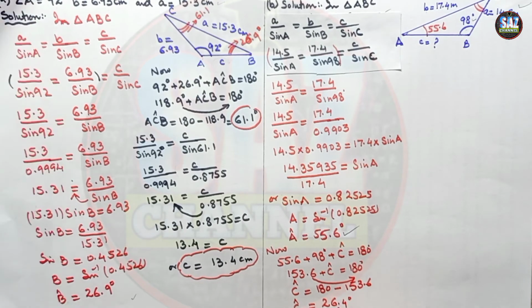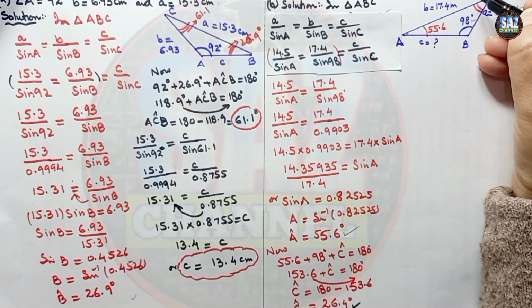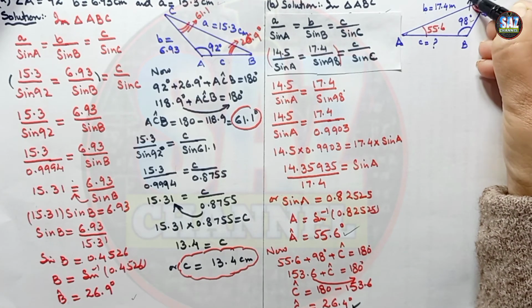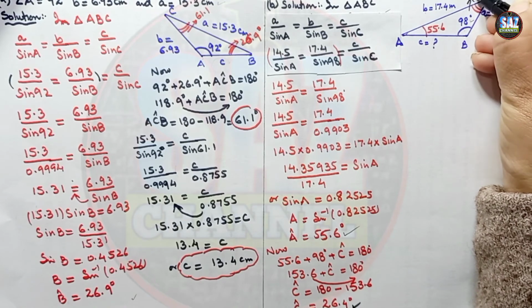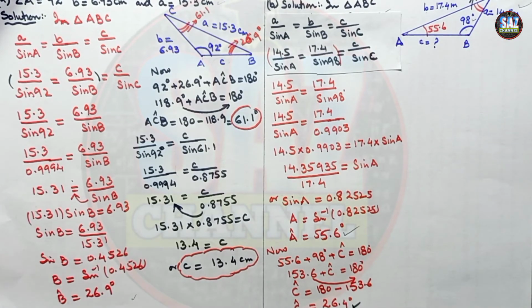This gives me angle C equals 26.4 degrees. Let me mark the angle over here as well, 26.4 degrees. Let me quickly add up these angles and check whether the sum is 180 or not. 26.4 plus 55.6 plus 98 gives me 180. So it means that my calculation for the angles is correct.